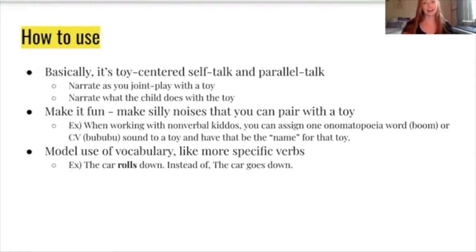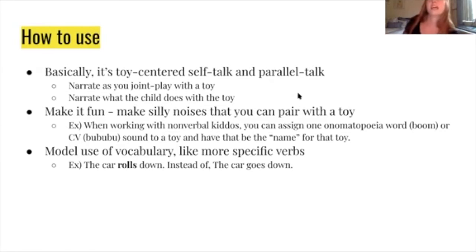So the way to use this strategy is it's basically toy-centered self-talk and parallel talk, right? So we talked about self-talk and parallel talk in either the second or third week, which is basically where you're just giving a play-by-play of what either you're doing or the child is doing. But for this, it's going to be narrating what the toy is doing, right? So you're going to pretend like the toy is this living, breathing thing, and you're going to narrate what it's doing, what you're doing with it, what the child is doing with it. It's all focused on that toy.